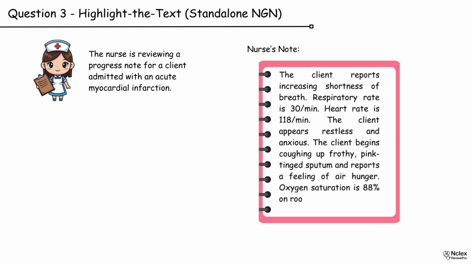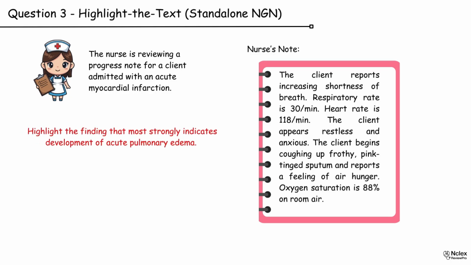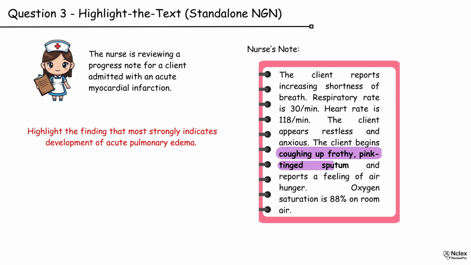Oxygen saturation is 88% on room air. Now the task is simple. Which finding most strongly indicates development of acute pulmonary edema? Take a moment. Scan the cues. Decide which one is most diagnostic. Pause here if you need to. The correct answer is the phrase, coughing up frothy, pink-tinged sputum.